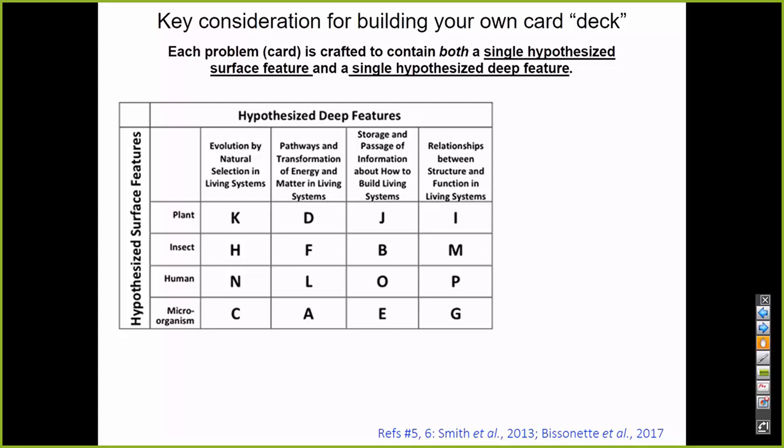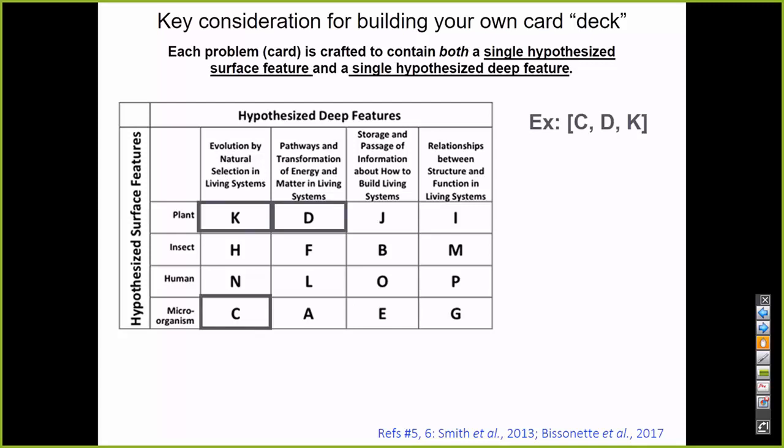So if you wanted to make a deck of your own, for example, what you would want to do is have maybe 16 cards, some number of cards, but each card has to have both a deep and surface feature. So that's sort of the tricky part. If you want to do this in a way where you're getting quantitative data, which I would say would be useful, maybe in some type of formative or summative assessment.